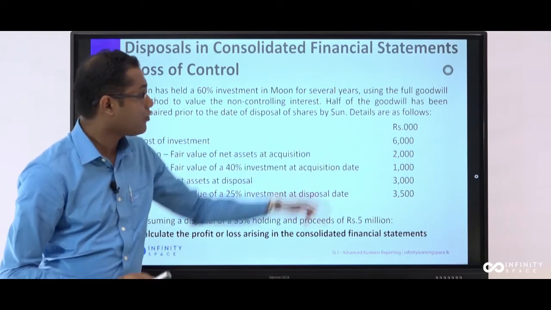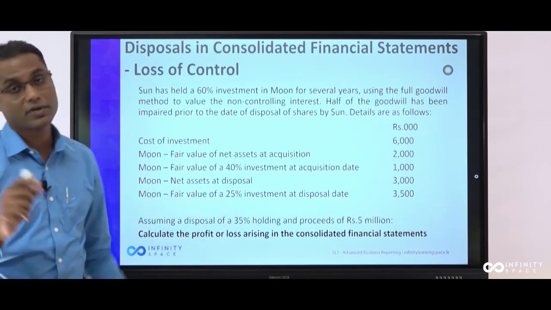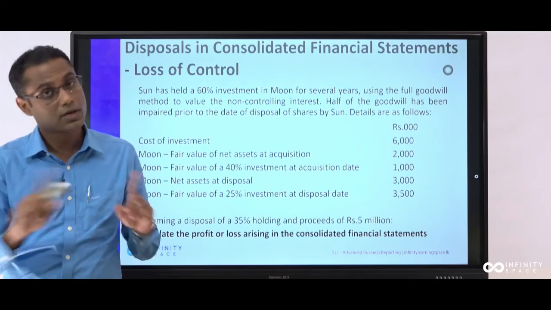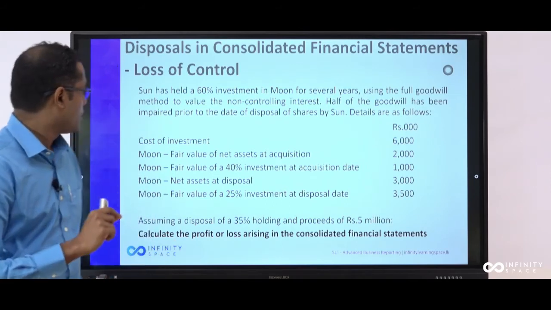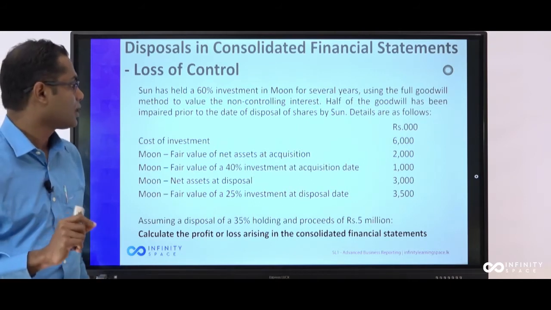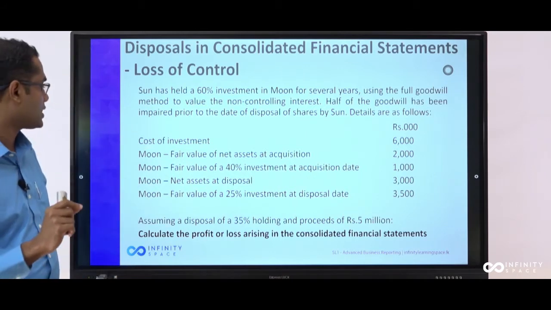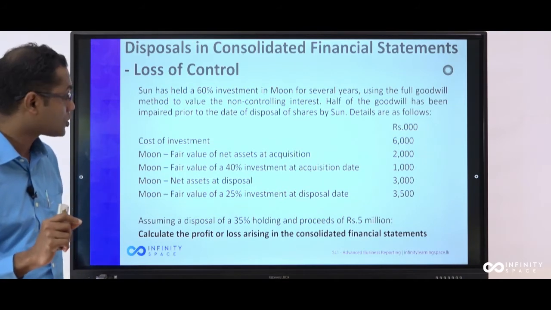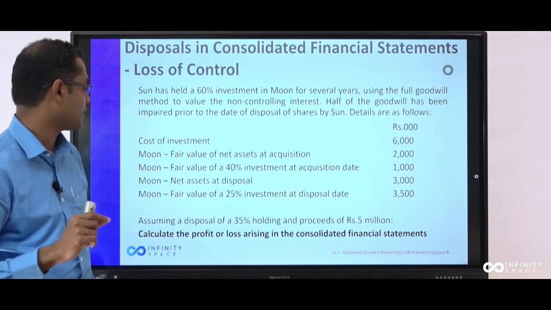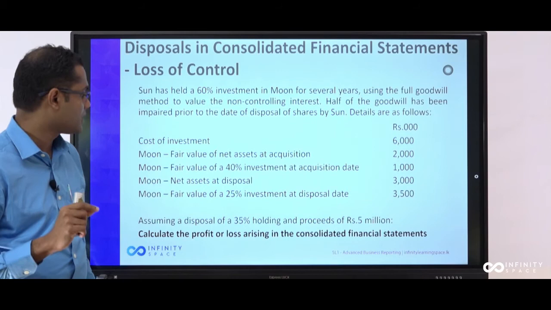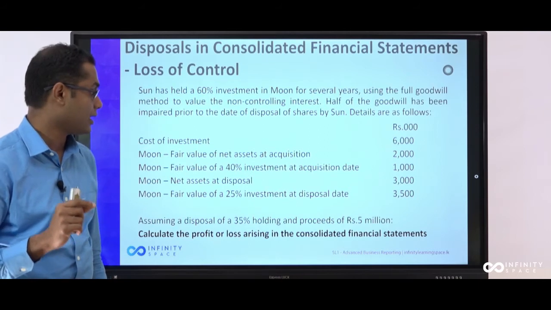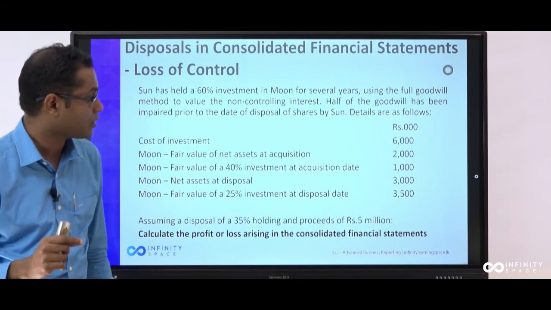Now, half of the goodwill has been impaired prior to the date of disposal. Before the disposal date, half of the goodwill which was derived is already impaired. Half of the goodwill has been impaired prior to the date of disposal of shares by Sun. Details are as follows. All the figures are in thousands. Cost of the investment, that is the initial investment Sun made in Moon to acquire 60%, 6,000. Then Moon, the subsidiary's fair value of net assets at acquisition. At the acquisition date, the subsidiary's fair value of the net assets was 2,000.